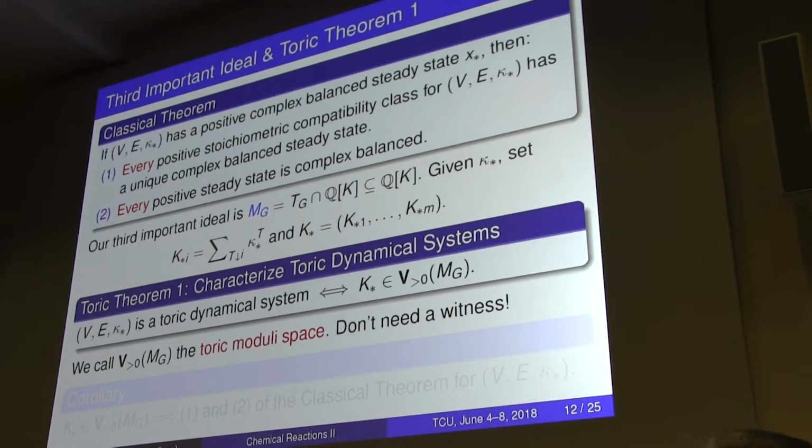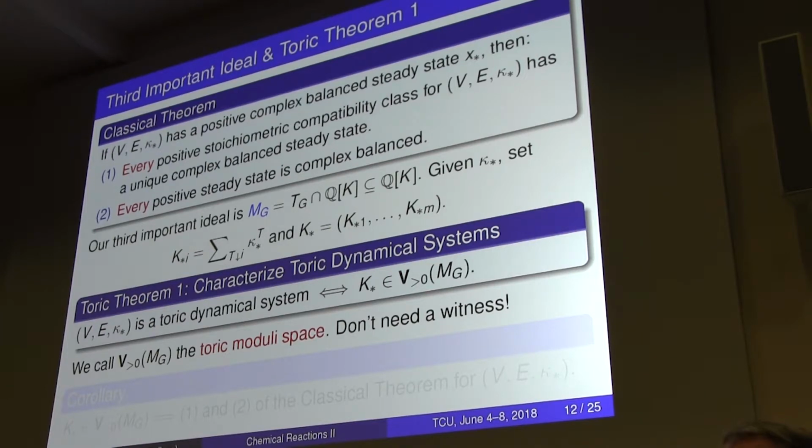And then of course K star is just the collection of all these. And so toric theorem 1 says that this is a toric dynamical system if and only if the corresponding capital K's satisfy these ideals here. And it turns out that this also is a toric ideal, and of course M is for moduli. And so the idea is that this theorem says that the positive solutions of this system of equations tell us exactly when we have a toric dynamical system. And so in particular, we call this a toric moduli space.